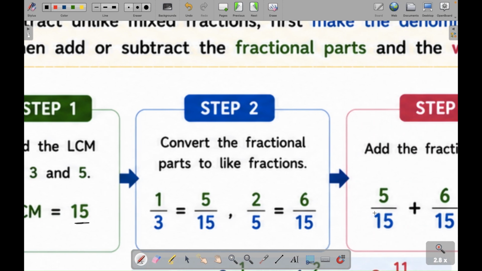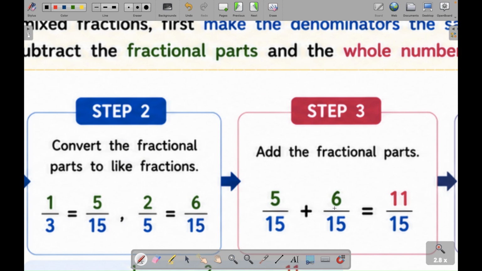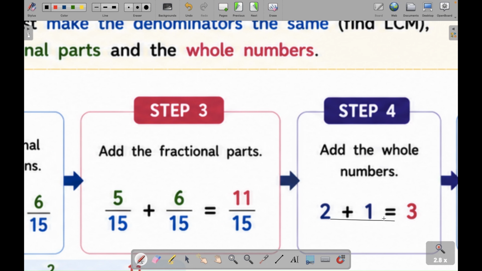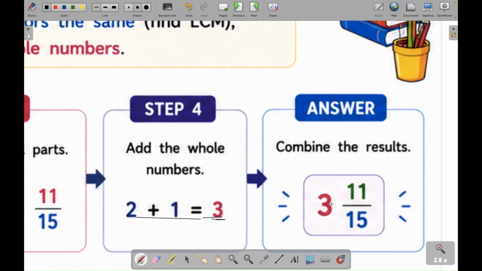So now the fractional part becomes 5 by 15 plus 6 by 15, which is 11 by 15. And we already calculated the whole part, which is 2 plus 1, which is 3. So 3 is the whole part and 11 by 15 is the fractional part. So if I join it, I'll get 3 and 11 by 15.